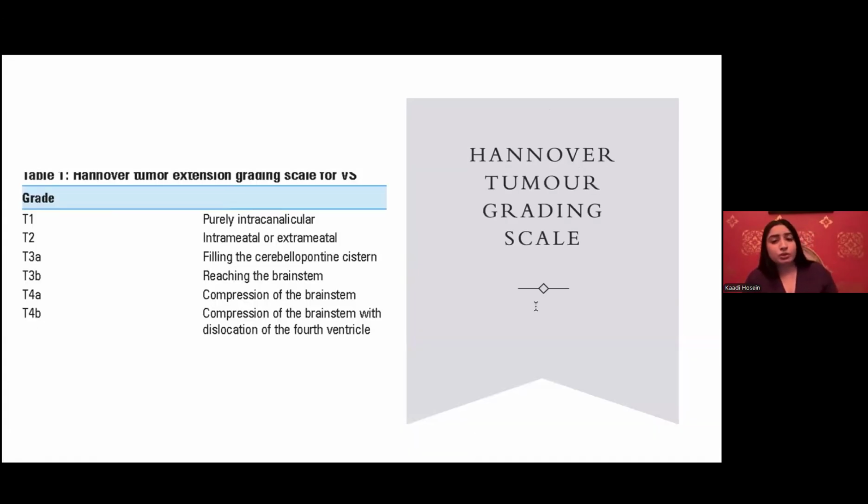The Hanover tumor grading system refers to a classification system used specifically for grading vestibular schwannomas, primarily evaluating the extent of tumor growth within the internal auditory canal and its relationship to the brainstem, categorized into different levels spanning from T1, seen here, to T4B. Essentially, it assesses the severity of tumor progression based on its anatomical location and can help clinicians determine the most appropriate treatment strategy. A higher Hanover grade generally indicates a more complex surgical procedure and potentially a poorer prognosis due to the increased risk of neurological complications.